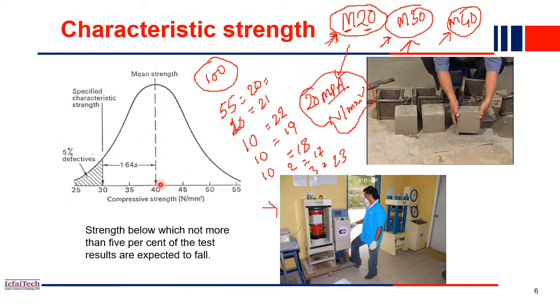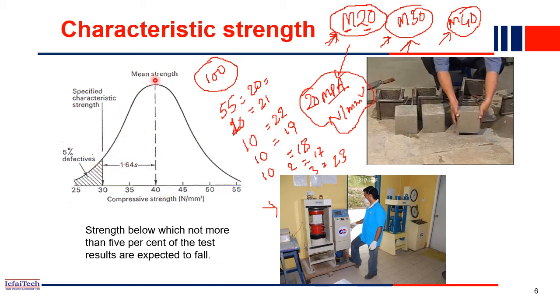A few samples will give you more value, like 10 samples will give you 21, 22, something like that, and 10 samples will give you 19, 18, less value, also with the mean. So using these values, we plot this type of histogram. Once we plot the histogram, we can see the middle means the mean value. The mean value will give you the maximum. So here it is 40 MPa.